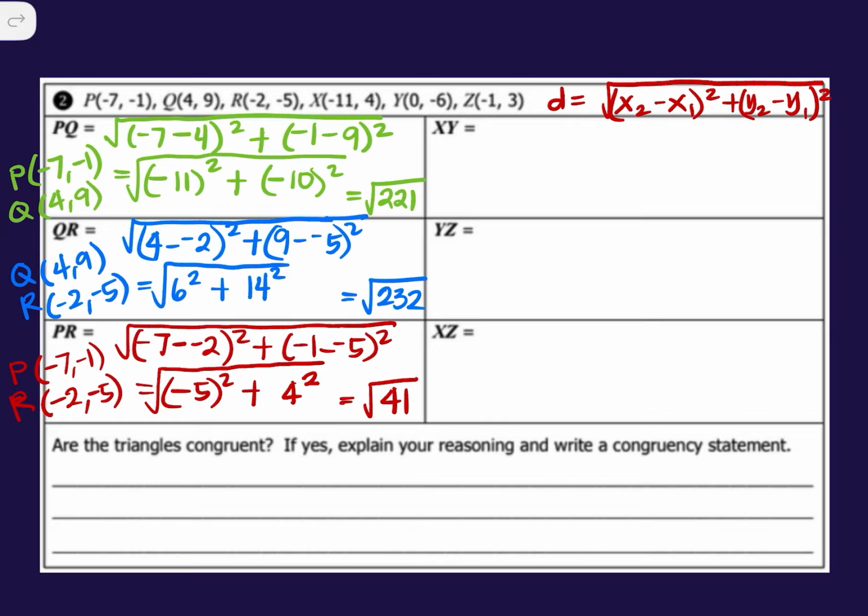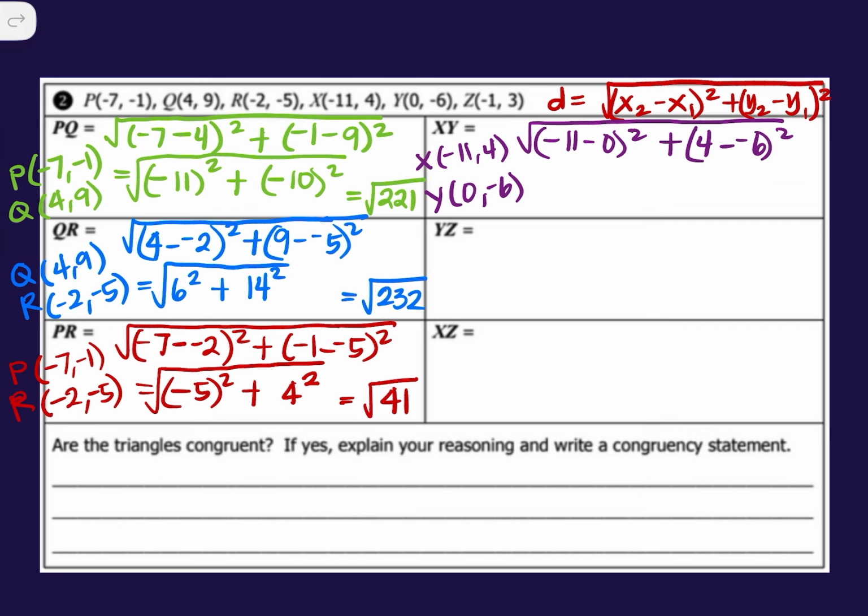Now moving on to the next one. This time we have X and Y. So X with coordinates -11 and 4, Y with 0 and -6. So -11 minus 0 and 4 minus -6. So -11 to the second power plus 10 to the second power. Simplified, it's 121 plus 100. That is equal to square root of 221.